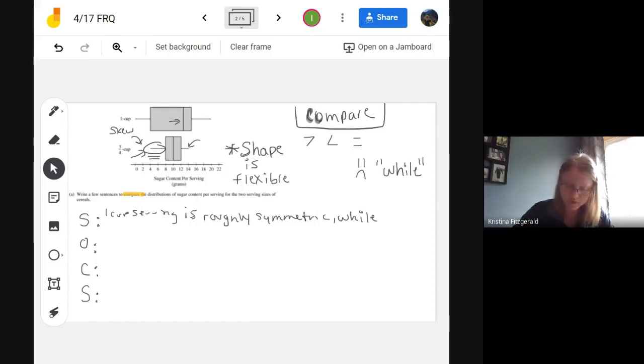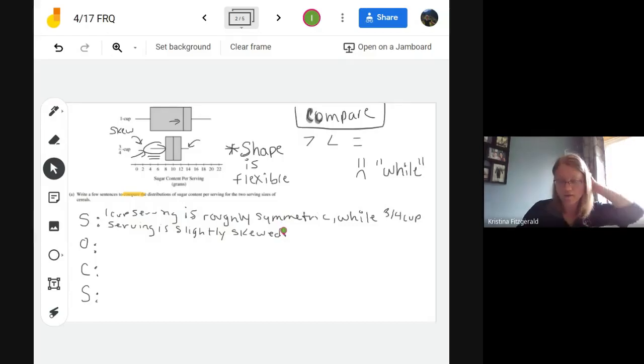So, 1 cup serving is roughly symmetric, while the 3/4 cup serving is slightly skewed. If you use those little LY words, and you'll hear that a lot in the Stats Medic review, then that gives you a little grace. But like I said, shape is flexible. It doesn't come up on the grading rubric per se, so you could leave it out and also be fine.